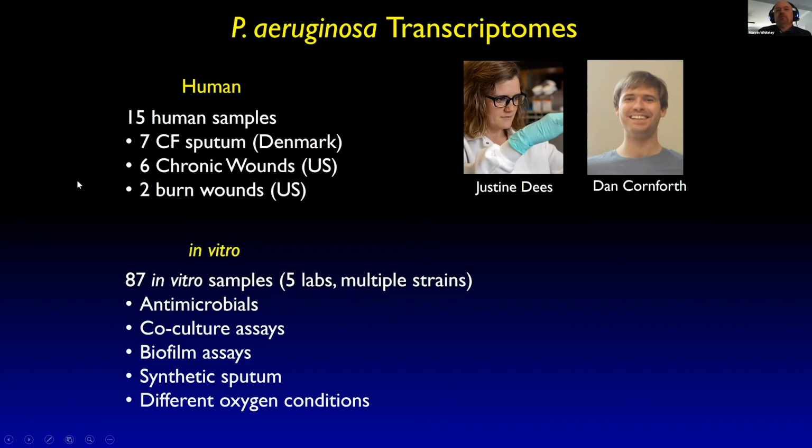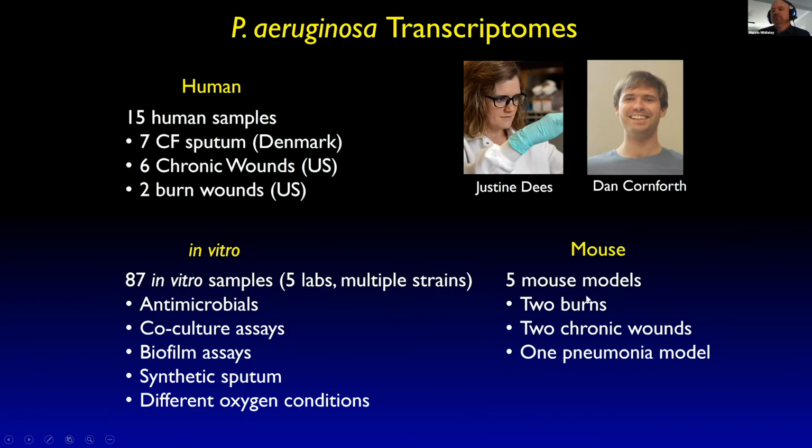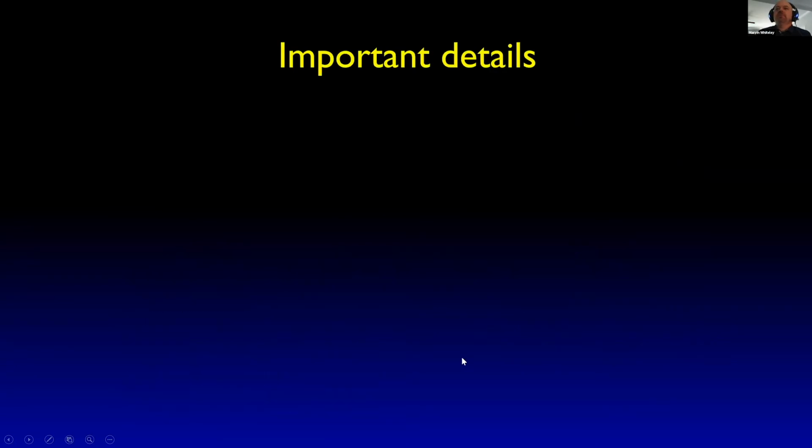The other things I'm going to talk about are some in vitro samples. This study actually used 87 in vitro samples from a lot of different labs, multiple strains of Pseudomonas, a lot of PA01 and PA14, the lab strains, they consisted of about half. And these transcriptomes were Pseudomonas grown in vitro in a test tube with antimicrobials or maybe with other bugs and maybe different oxygen. I'm also going to tell you about some mouse models. We actually have a lot more human transcriptomes for Pseudomonas than mouse transcriptomes now. We're going to get back to these in a second.